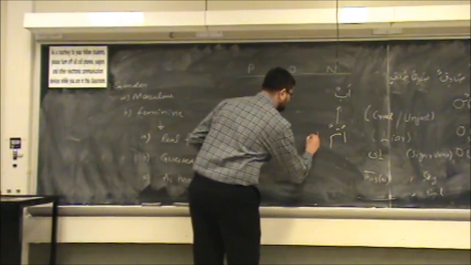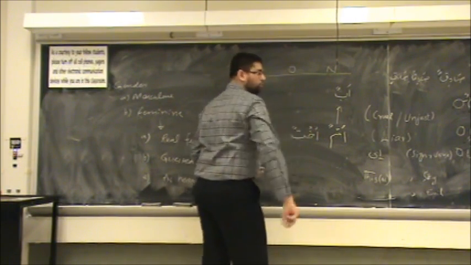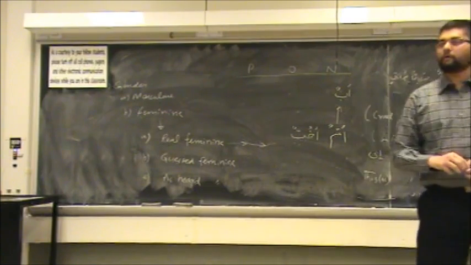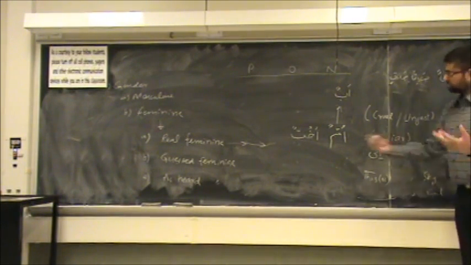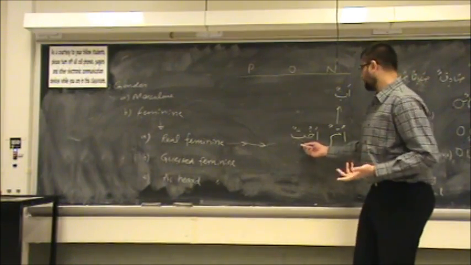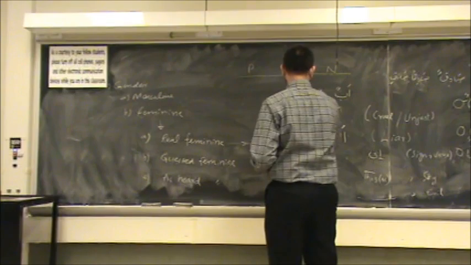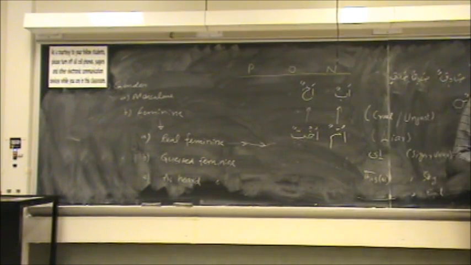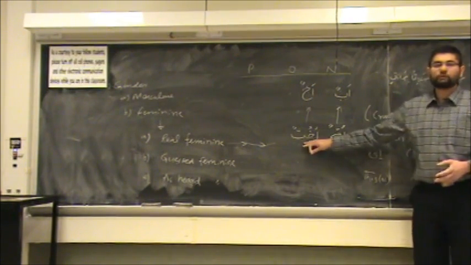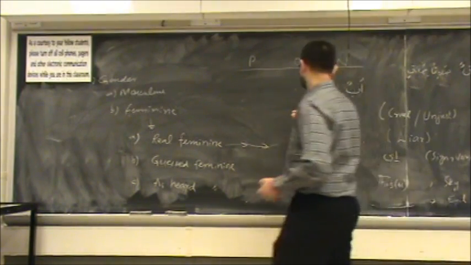Other words, ukhtun. Ukhtun is sister. And so it is a real feminine, has a gender. And the corresponding masculine would be akhun. Okay? And these two are those where we don't have an identification. And there are many other examples.